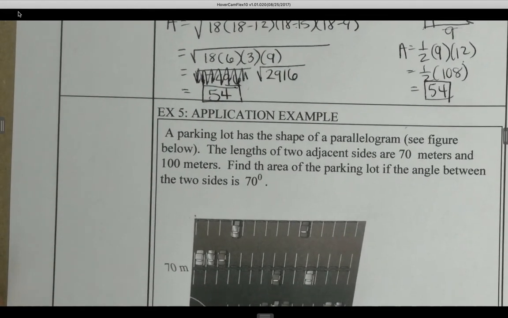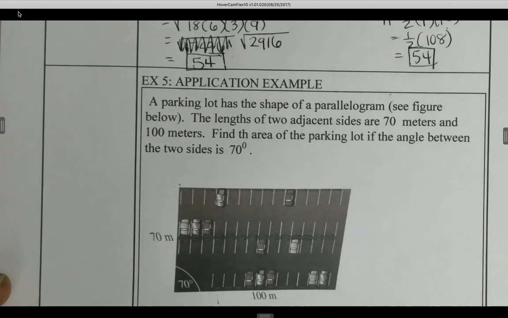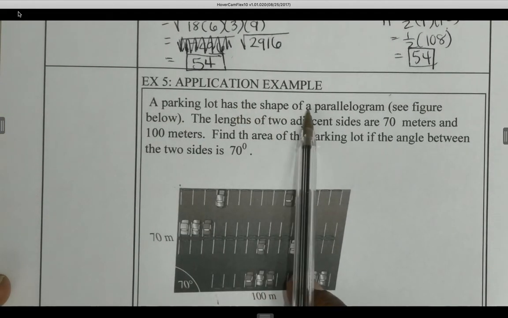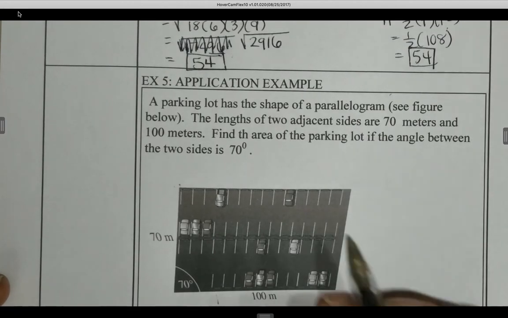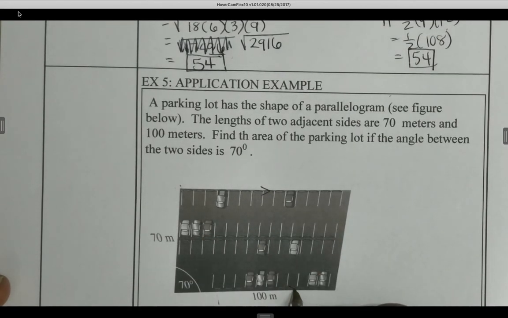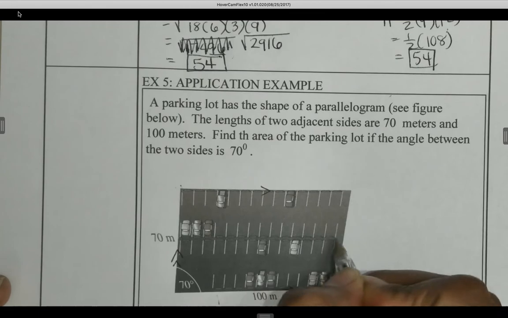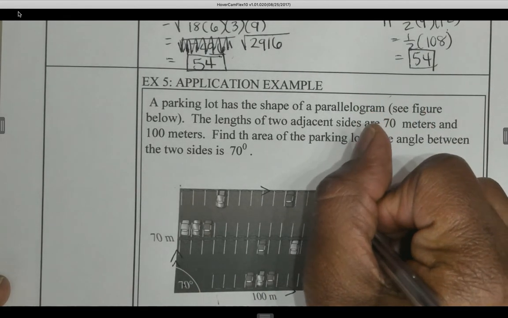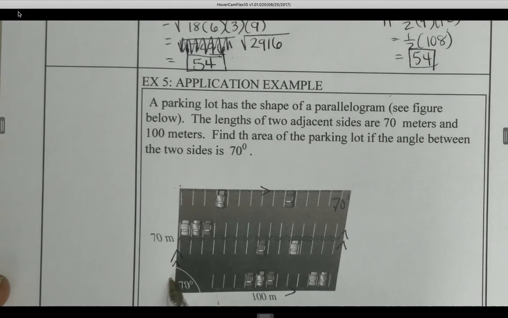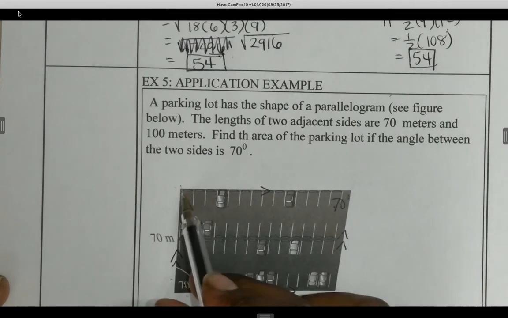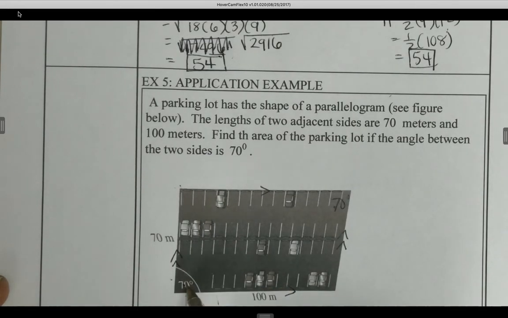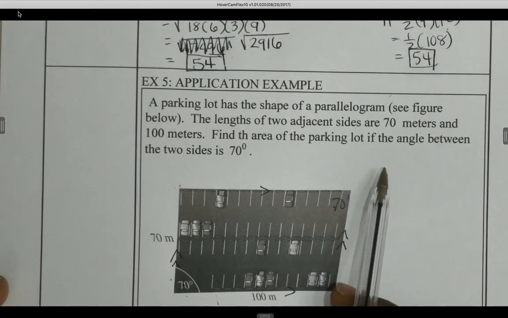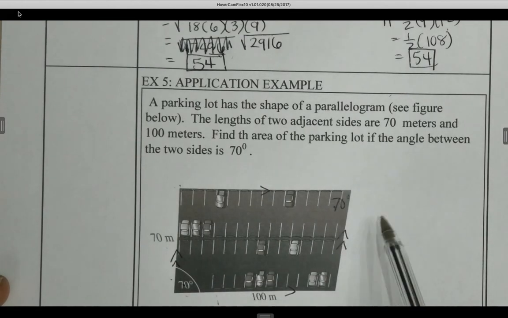All right, let's look at one application problem where we have to find the area. It says a parking lot has the shape of a parallelogram, and we know for a parallelogram that the opposite sides are parallel. Opposite sides are parallel, which also means that there's a lot of congruency. The angles opposite of each other are the same. Same side interior angles add up to 180. We don't necessarily need that. We know that the opposite sides are also the same.